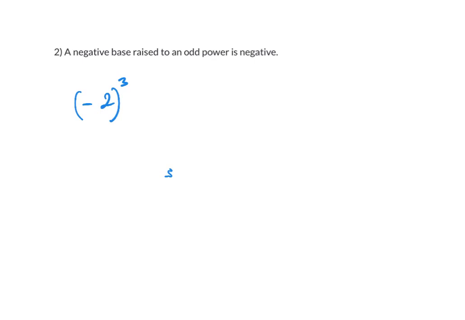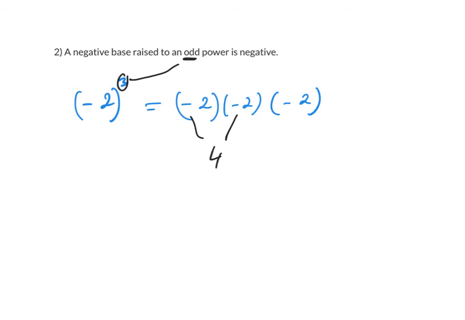Now we know that 3 is an odd number, so we're going to expect the answer to be negative. Negative 2 to the 3rd power is negative 2 times negative 2 times negative 2, 3 times. We know that negative times negative is positive. 2 times 2 is 4, and times negative 2, positive times negative is negative. The answer will be negative 8.